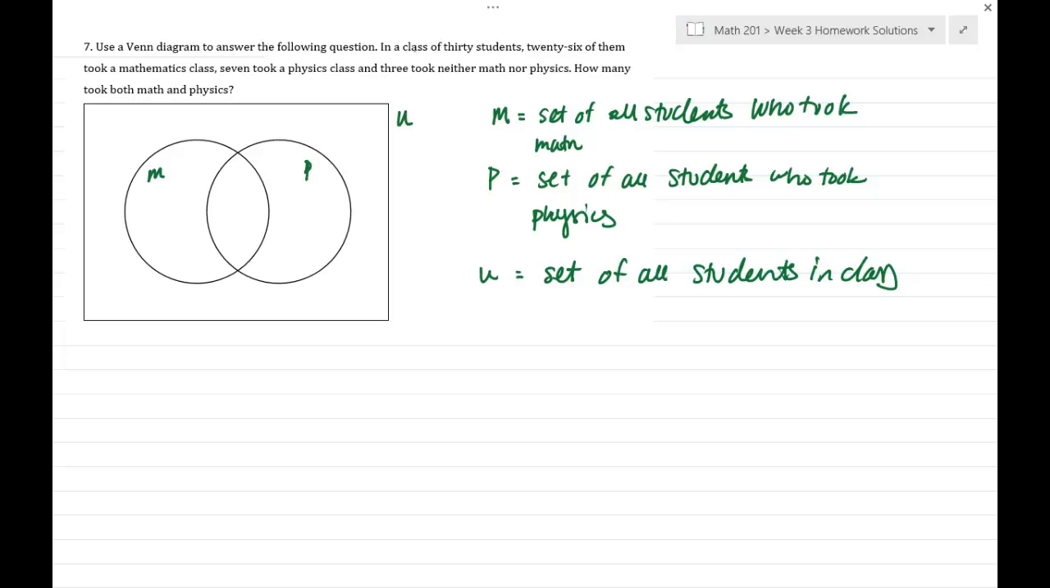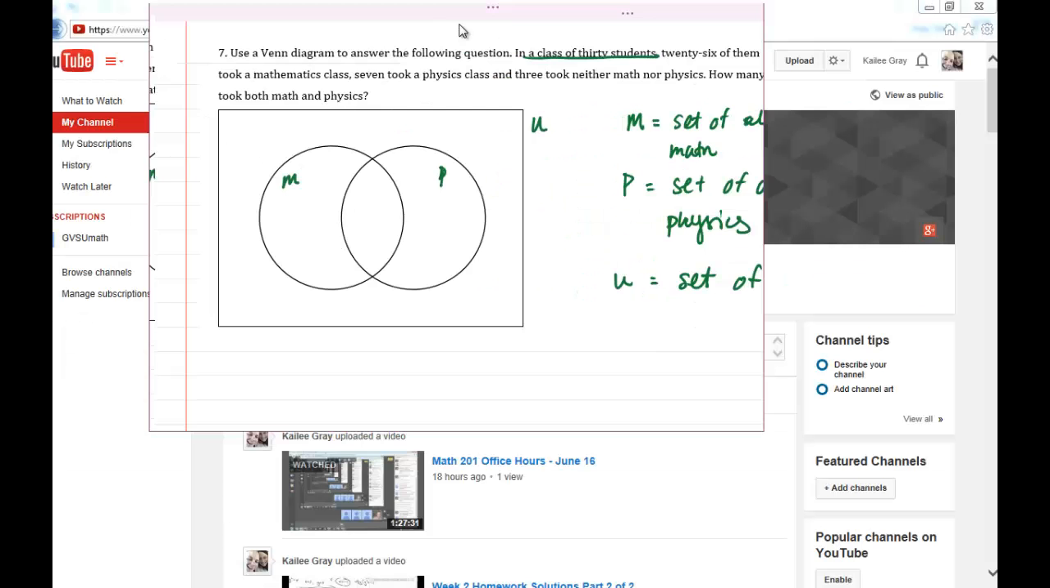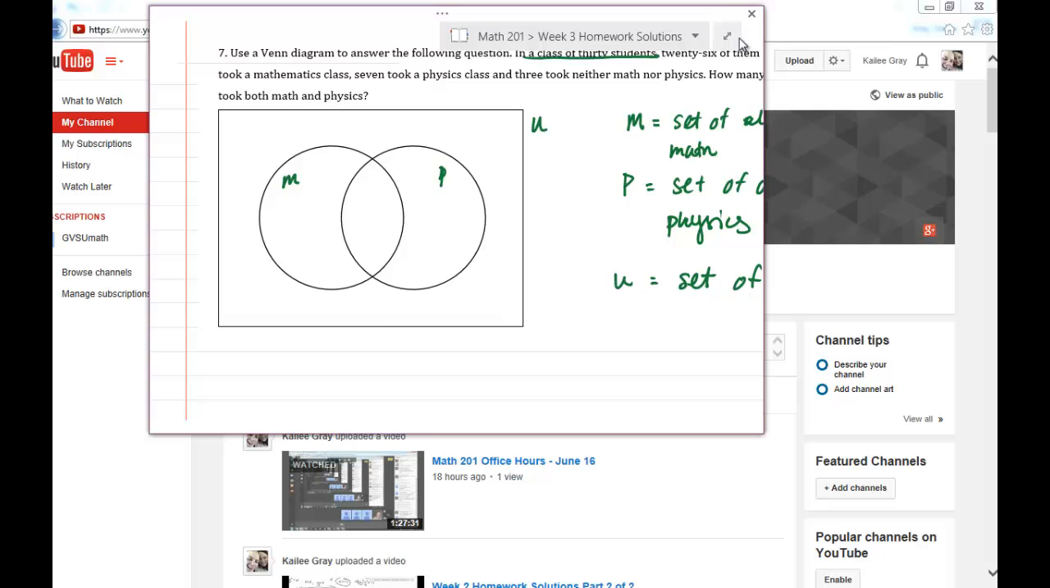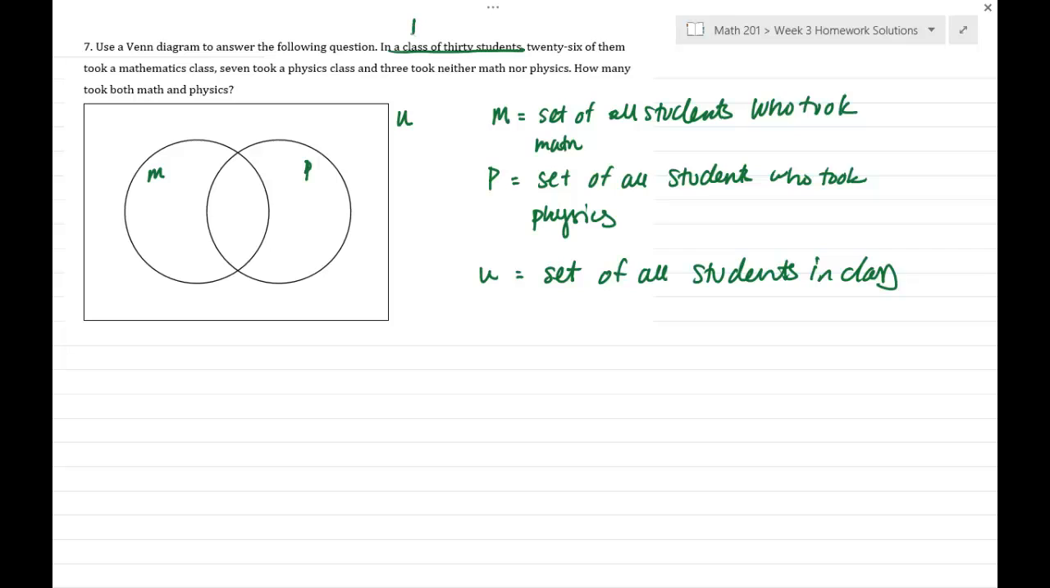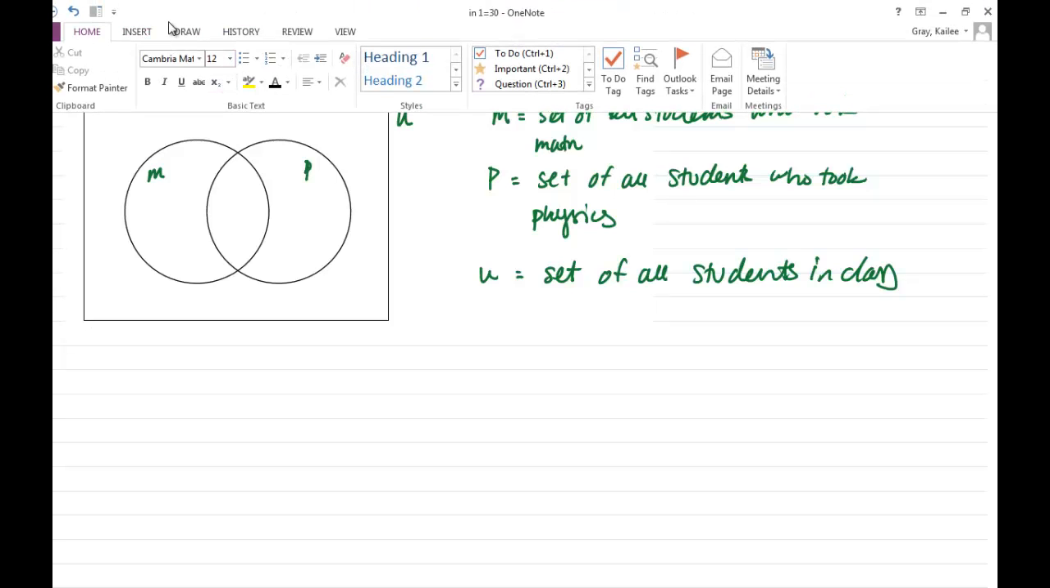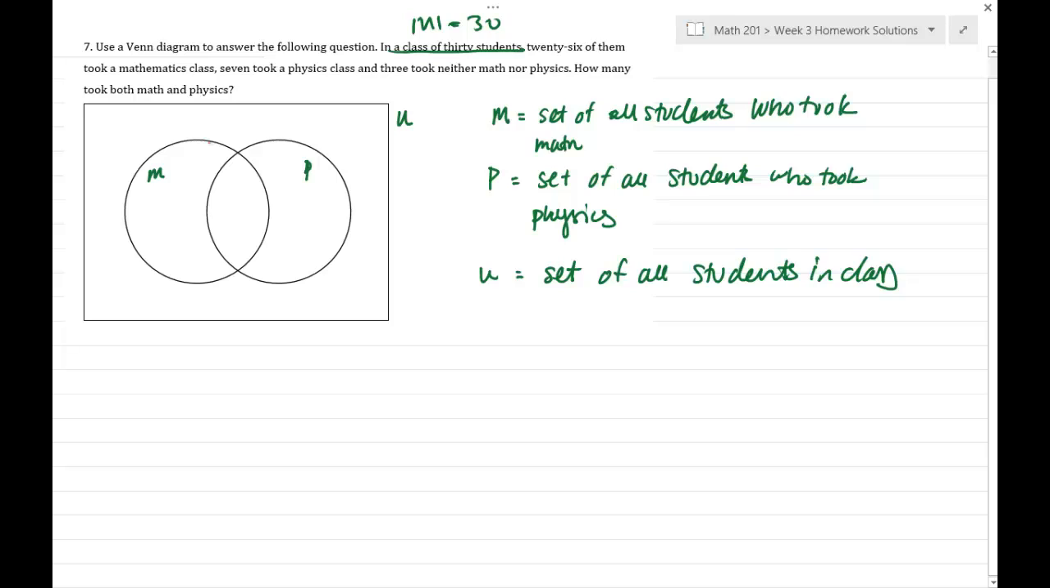So I know from this statement, in a class of 30 students, I know that means that my universal set contains 30 students. So I'm just going to write that down. So my universal set, the cardinality of my universal set is 30 students. So that means, let me just label these regions. Let's say label A, B, C, D. So that means if I add up the cardinality of region A plus the cardinality of region B plus the cardinality of region C plus the cardinality of region D, I'm going to get 30.